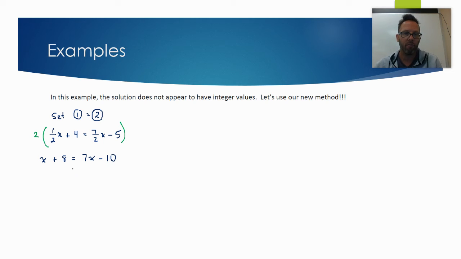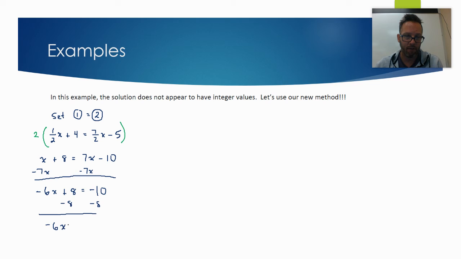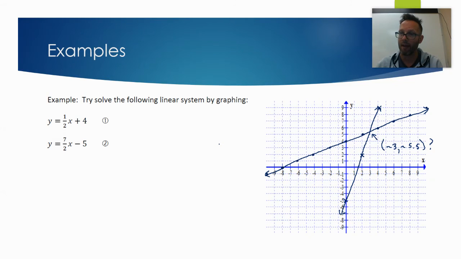All right, let's solve this equation. I'm going to just stick to my usual method. Subtract the x's, or in this case, grouping the x's on the left-hand side by subtracting 7x. So that leaves me with negative 6x plus 8 equals negative 10. I will subtract 8 from both sides. Negative 6x equals negative 18. And if you divide by negative 6, x equals 3. So prediction was actually right. They do actually meet at x equals 3.